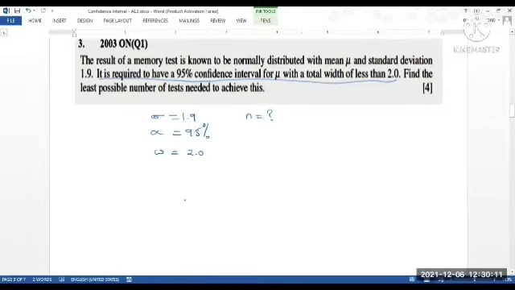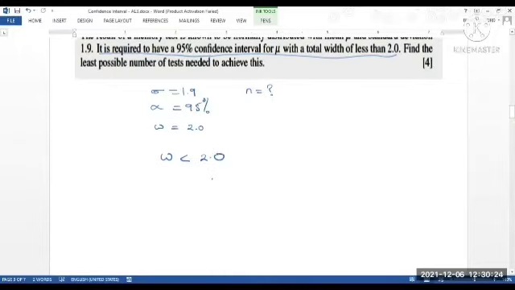If you are able to convert this sentence into a mathematical sentence, you are half done. Now let's see what is the meaning of that. Width is less than 2.0. What is width? The formula for width is 2z times root of sigma square over n. That is given to be less than 2.0.